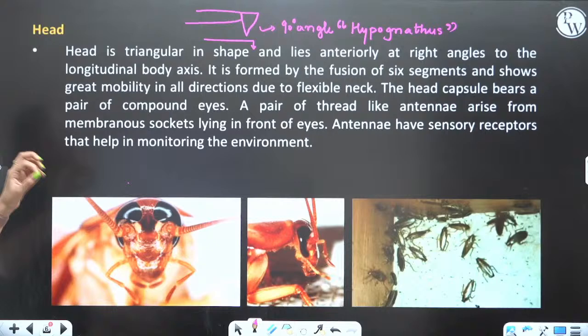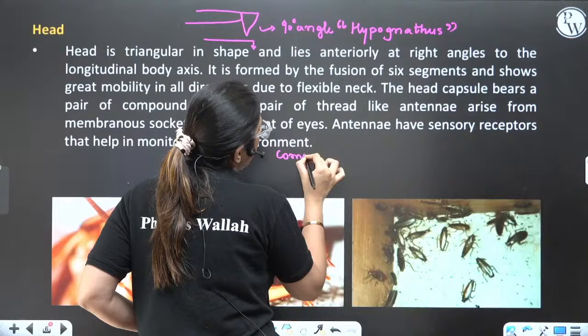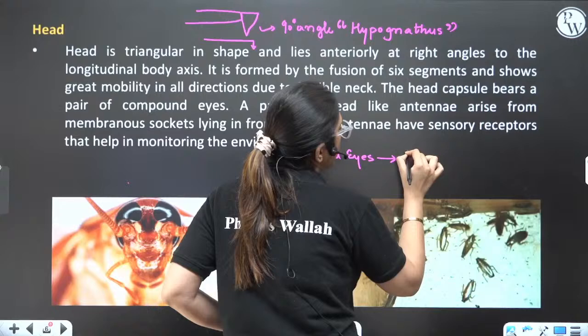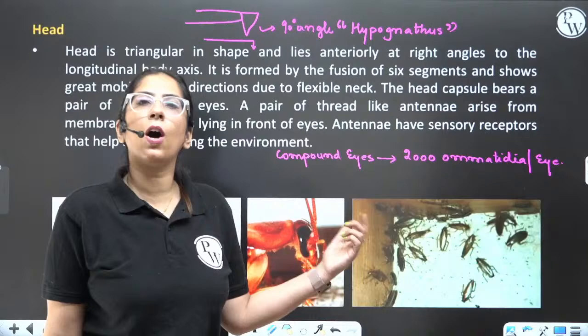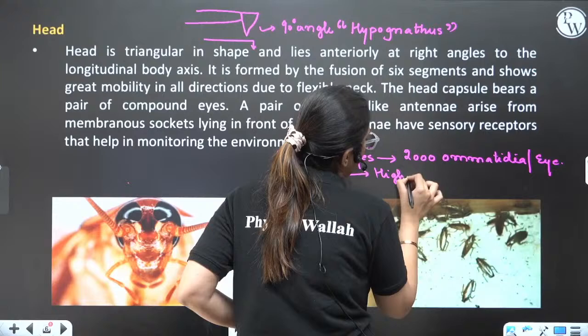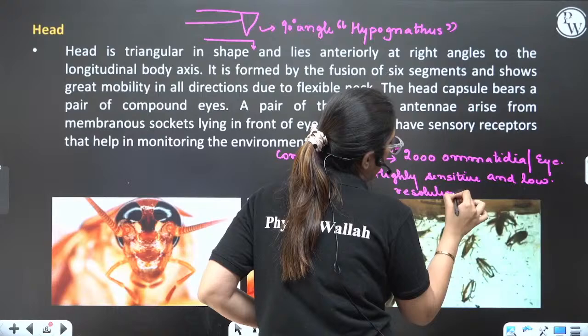Now here you will see the eyes are present. Can you see the eyes? Yes. So they have compound eyes. Now let's talk about compound eyes first. Compound eyes are made up of 2000 ommatidia per eye. Because of this compound eye, they produce highly sensitive and low resolution images.